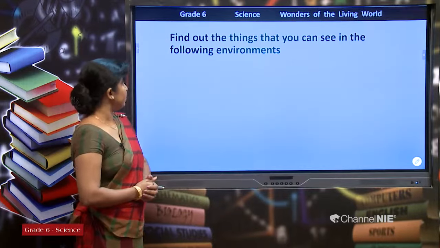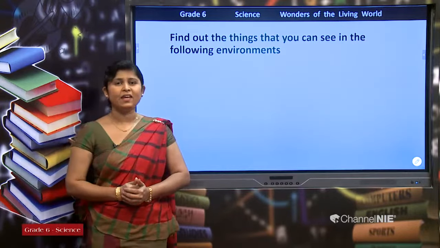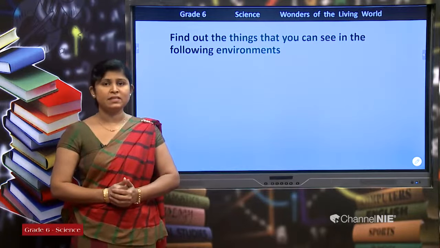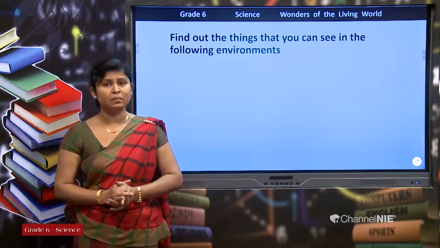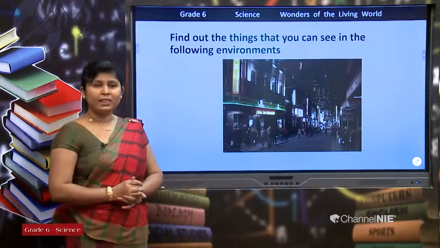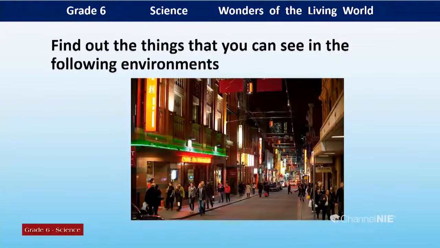Right. Let's do a simple activity. Find out the things that you can see in the following environments. My dear children, I will give you several environments. They are different from each other. We will see different components of those environments. Look at the picture given on the screen. At first glance, you can identify the picture is a scene of an urbanized area. There are vehicles, people and many artificial things in the shops. Then you can see that this environment consists of different components.